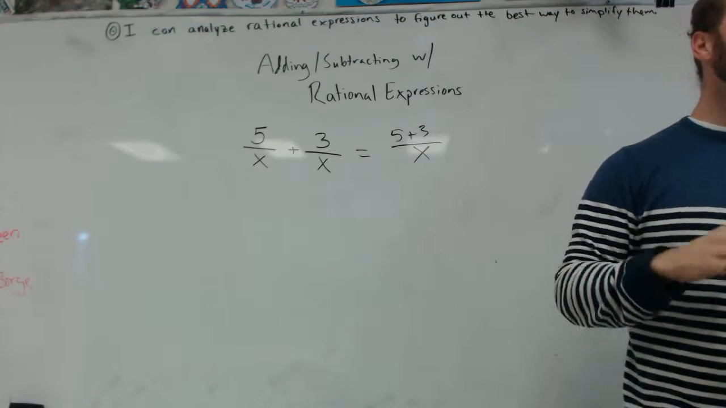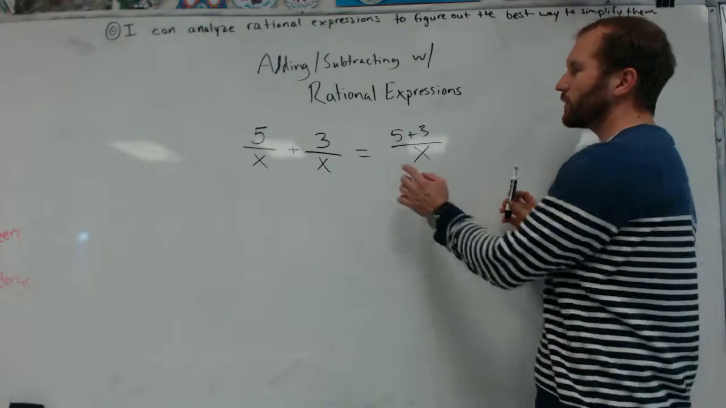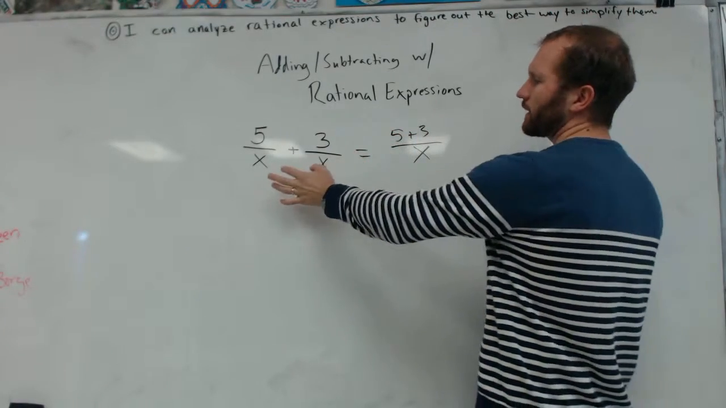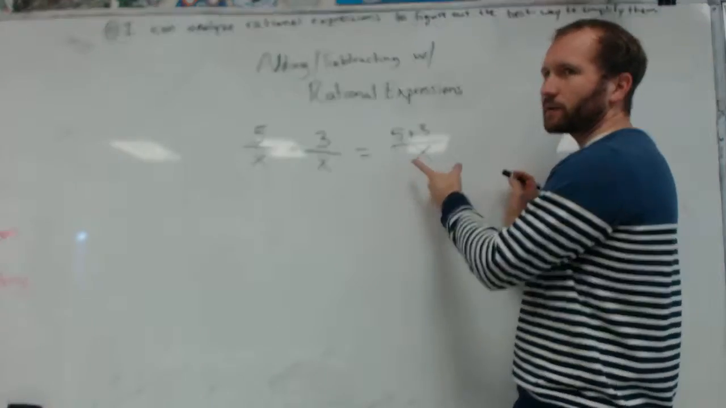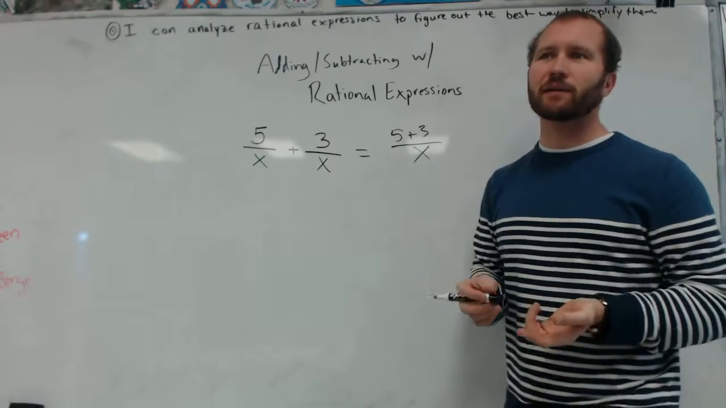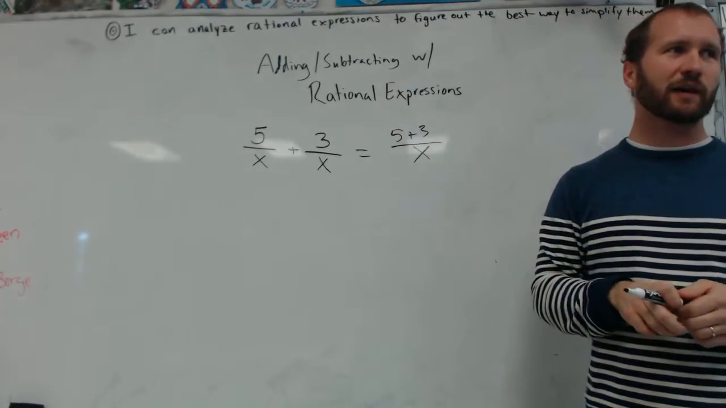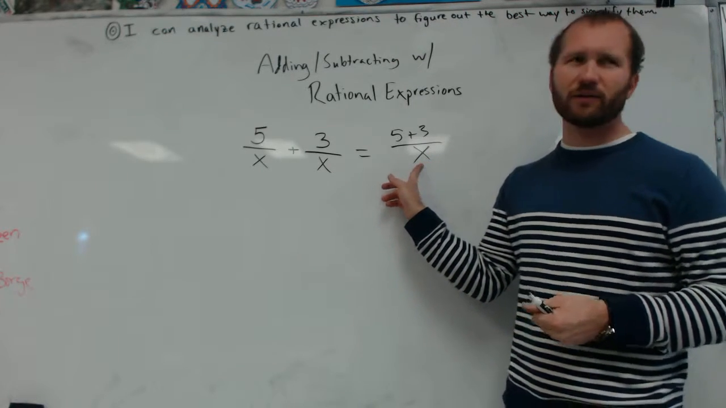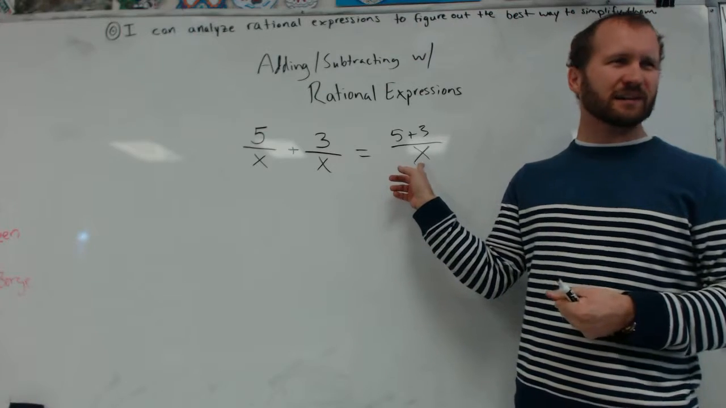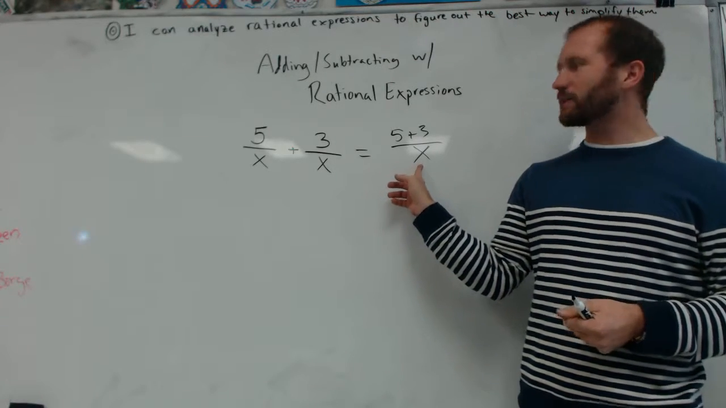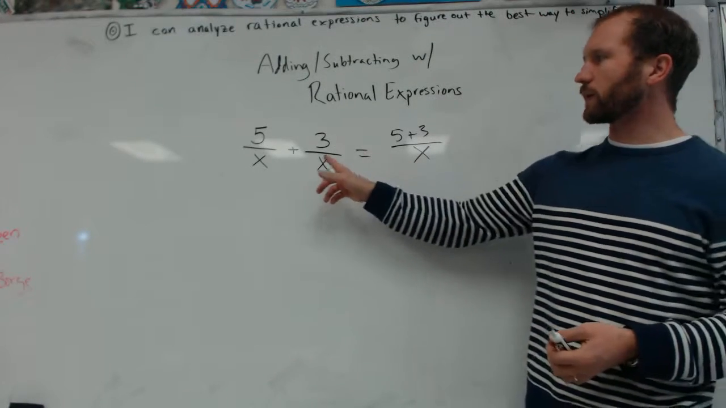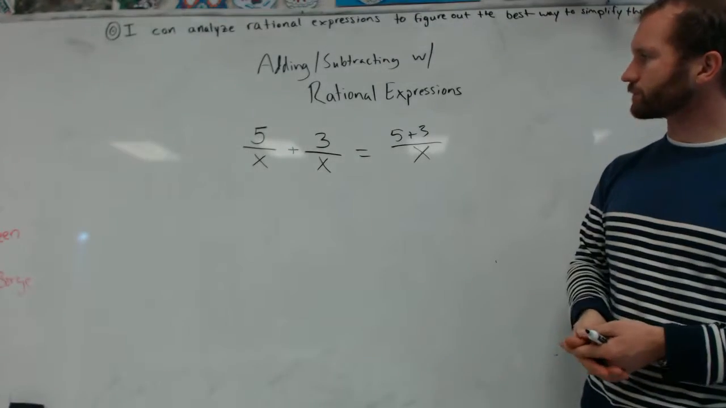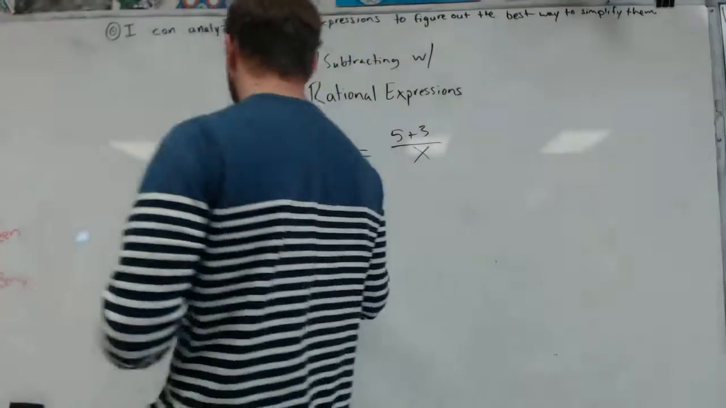I think the easiest place to get tripped up is when you get to this step of actually doing the adding. A lot of times people want to add the denominators. It's the same thing that happened in 3rd grade when you were learning this with fractions, most likely. You want to say, oh, is that 2x or x squared? No, it's just x. We keep the same denominator.